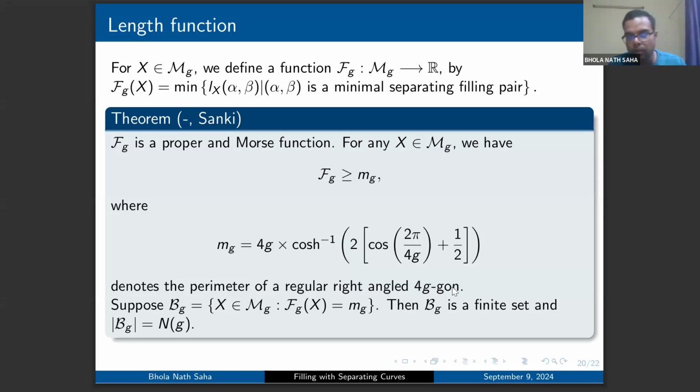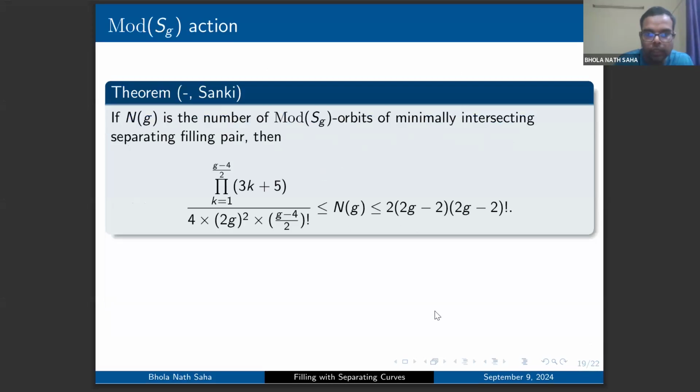And also we have shown that the set Bg, which consists of those hyperbolic surfaces at which the function fg takes the value mg, has cardinality the same as Ng, where Ng is given by this. That is, Ng is the number of mapping class group orbits of minimally intersecting separating filling pairs.